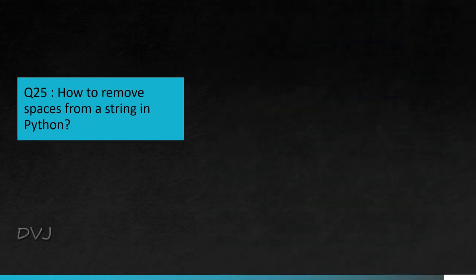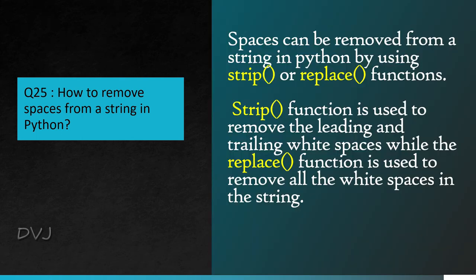Question number 25. How to remove spaces from a string in Python? Spaces can be removed from a string in Python by using strip or replace functions. Strip function is used to remove the leading and trailing white spaces, while the replace function is used to remove all the white spaces in the string.